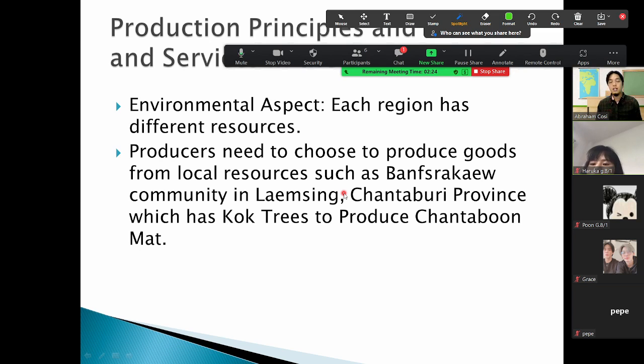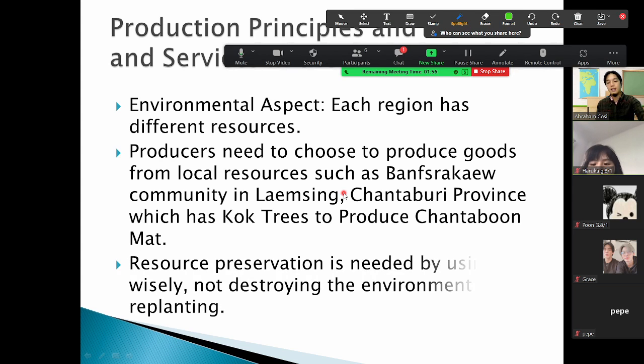Next one, for the environmental aspect. Each region has different resources. Therefore, producers need to choose to produce products from local resources, like the Bang Sakreo community in Laem Sing, Chanthaburi, which has sedge trees to produce Chanthaburi mats.